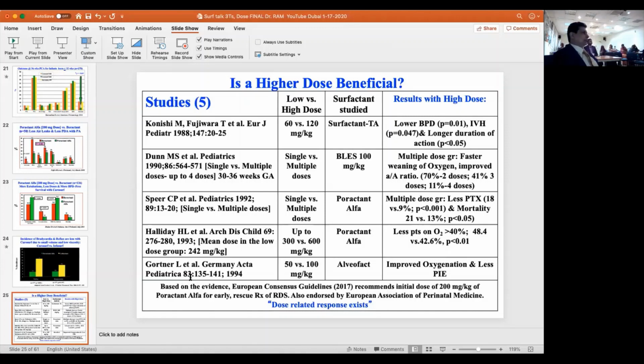And finally, from Germany, Alveofact, 50 milligrams versus 100 milligrams of surfactant, you get better outcome, improved oxygen, less air leak. So based on this, European guidelines recommend using a higher dose of surfactant if we can deliver it safely.